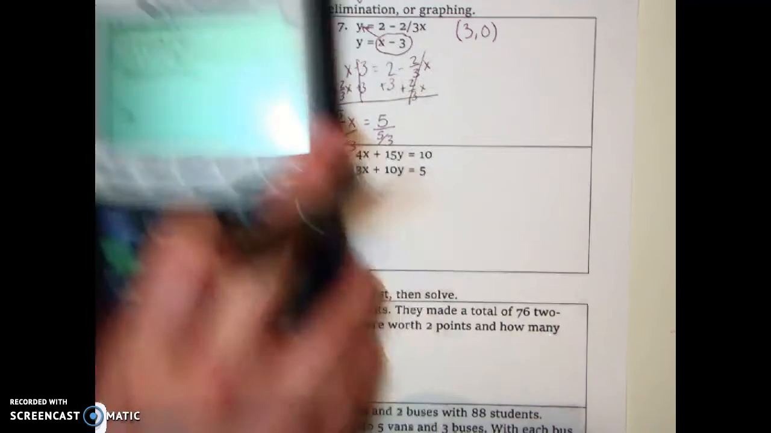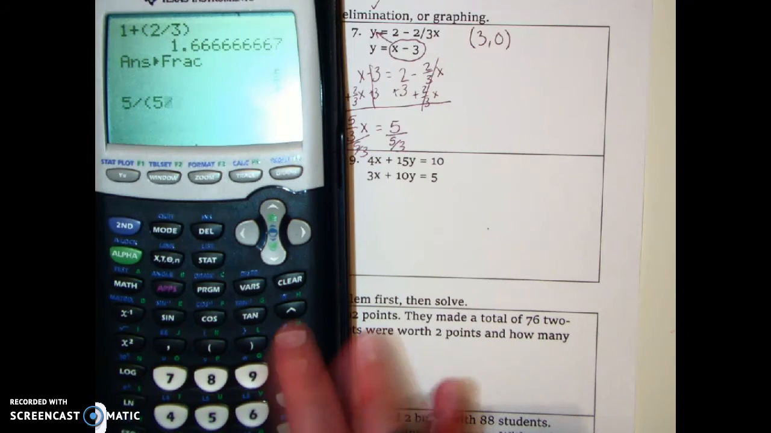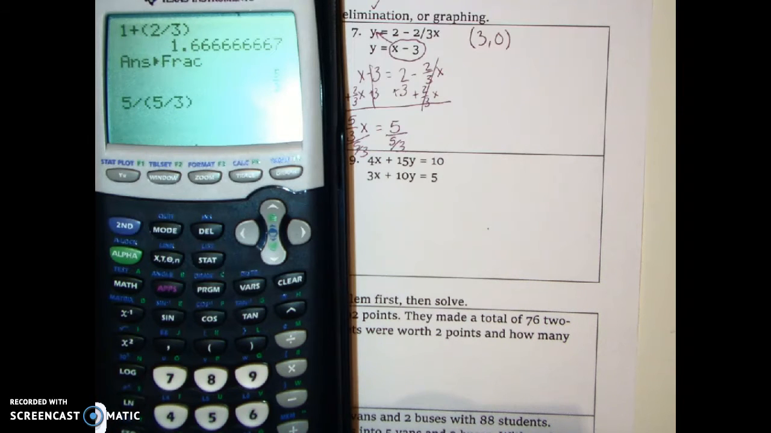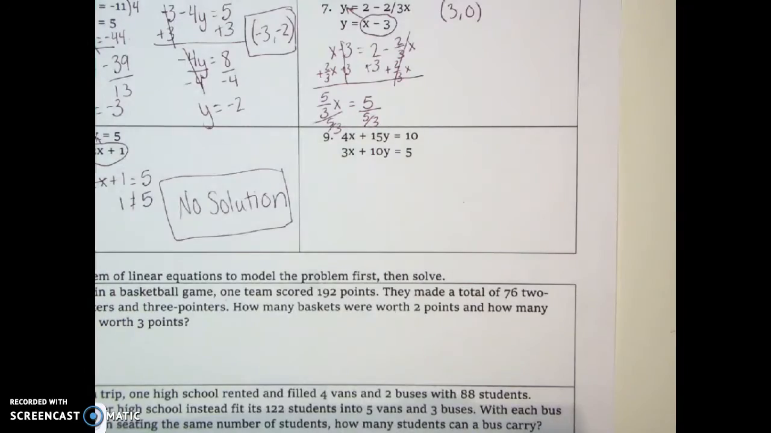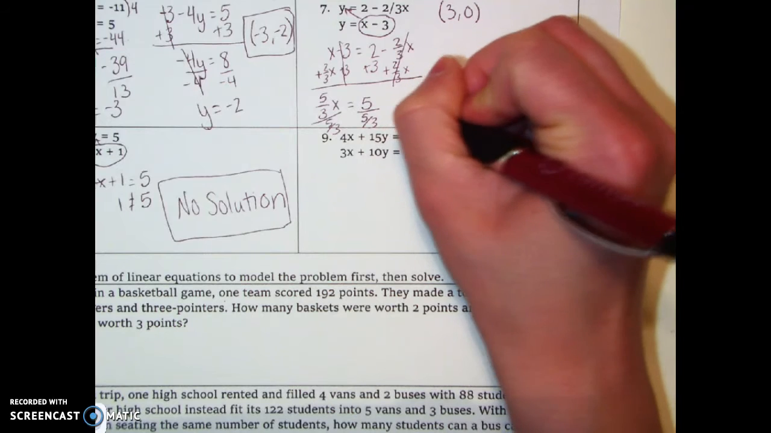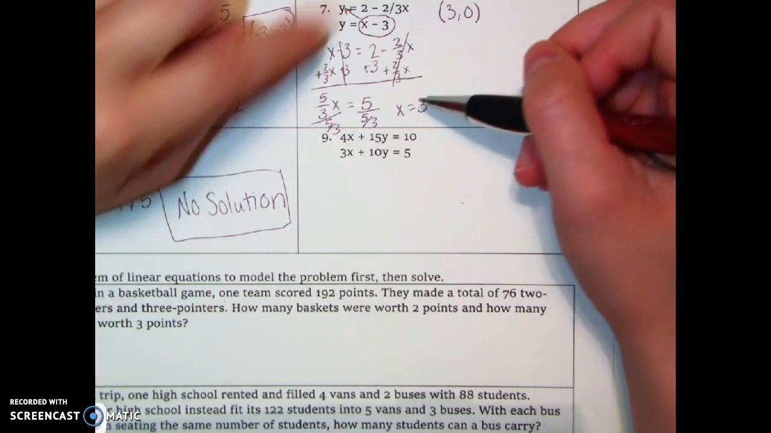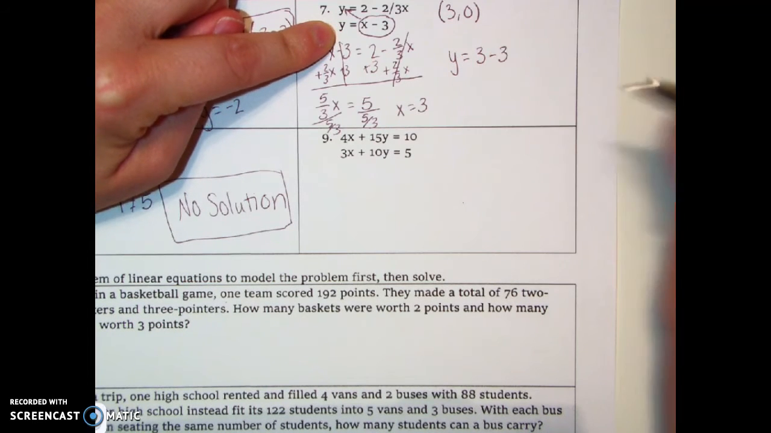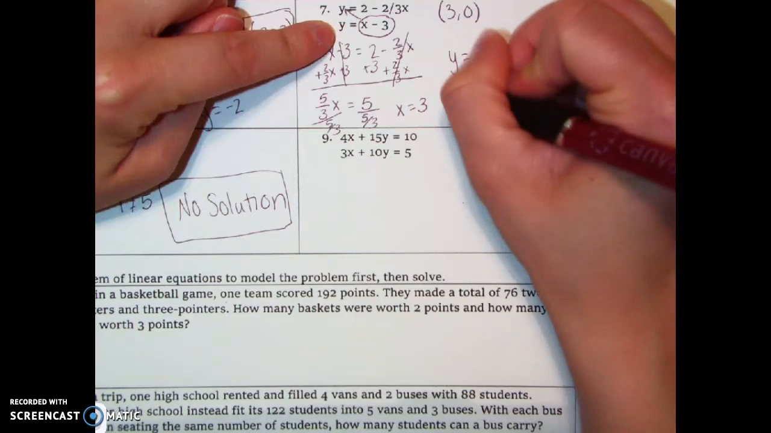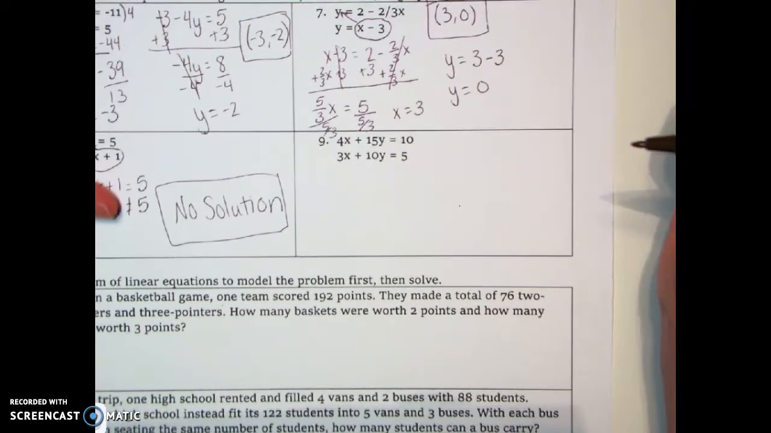And to do this one in your calculator, you can do 5 divided by 3. Just make sure that 5 divided by 3 is inside parentheses. Should be 5. Or I'm sorry, it should be 3. The 5's cancel out. So the answer is 3 here. So x equals 3, which we already know. And then I'm going to put it back into this bottom equation. And hopefully you know 3 minus 3 is 0. And that's the same answer I got by graphing. So either method will work on that one.